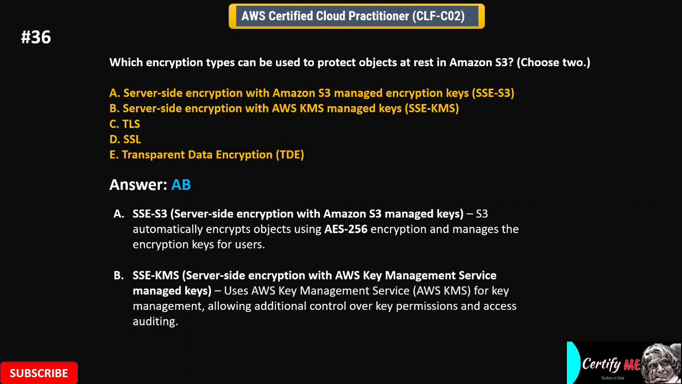First one, let's see. SSE-S3 means S3 automatically encrypts objects using AES-256 encryption and manages the encryption keys for users. SSE-KMS uses AWS Key Management Service for key management, allowing additional control over key permissions and access auditing.